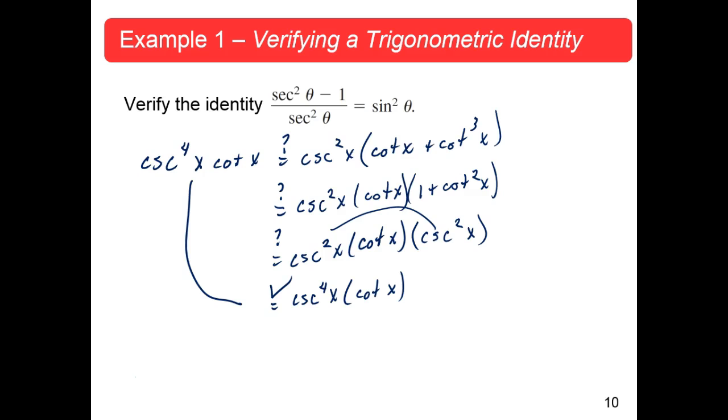Do 63, and then do 65. Not a bad idea to look at 67 and 69.